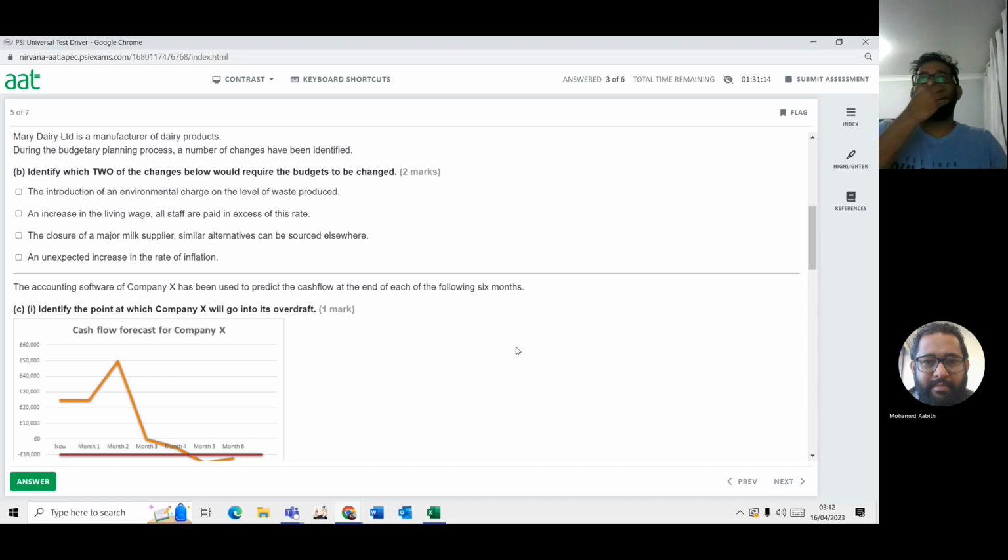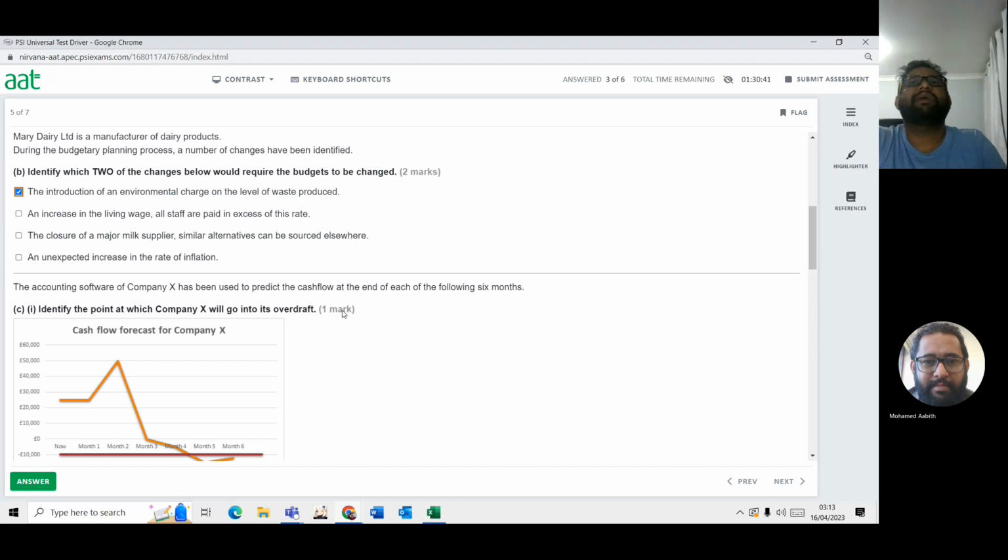The first one, the introduction of an environmental charge on level of waste produced. So therefore, if you produce more waste, you will be paying more charge. You do less, means less charge. Therefore, the budget has to be changed, of course, because you have to make provisions for this environmental charge. It's not there before, now it is there, and we have to make sure we include that in the budget because it's going to affect the performance.